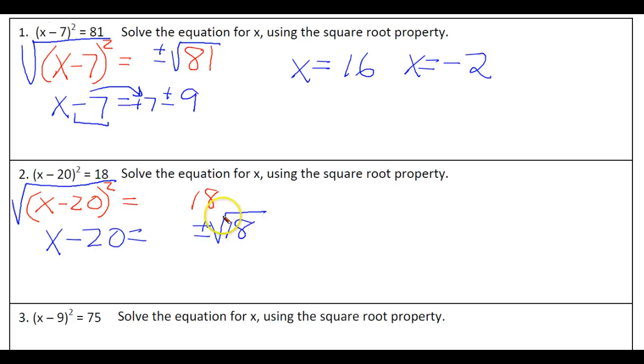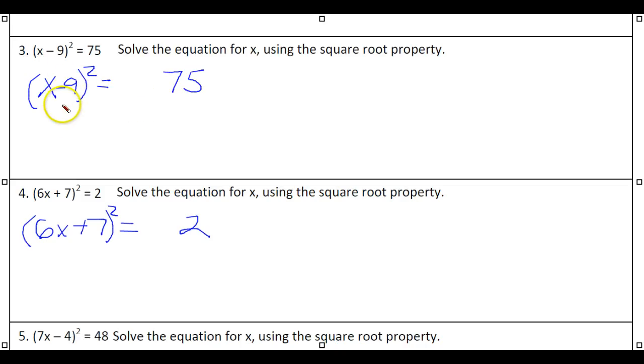18. But we know from a previous lesson, the square root of 18 is the square root of 9 times the square root of 2. So this is going to end up plus or minus 3, which is the square root of 9, times the square root of 2. Now we then take our negative 20, transpose it to this side, where it becomes a positive 20, and there are our two answers. So x equals this.